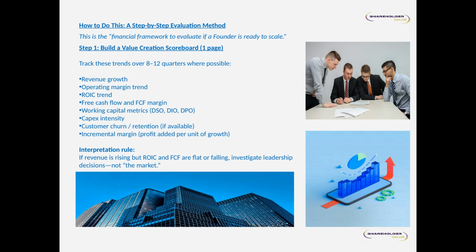To evaluate if a founder is ready to scale, start by building a value creation scoreboard that tracks key financial trends over 8 to 12 quarters. Focus on revenue growth, operating margin trends, and returns such as ROI. Also monitor free cash flow and cash flow margins, working capital metrics like days sales outstanding, inventory on hand, and days payable outstanding, as well as capital expenditure intensity. If available, include customer churn and retention rates. Lastly, track incremental margin to see the profit added per unit of growth.